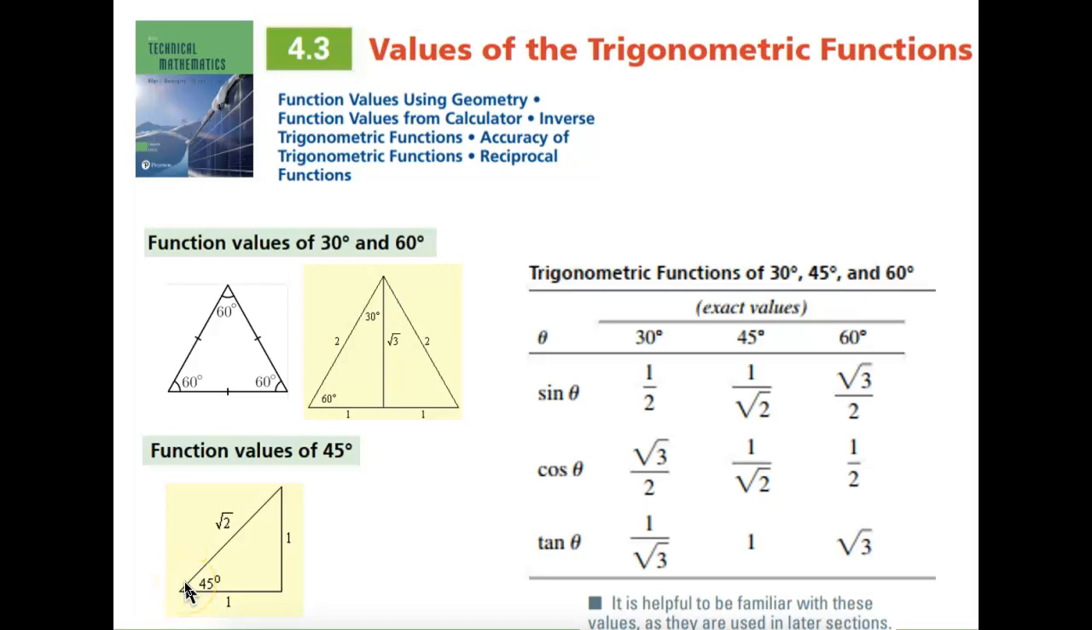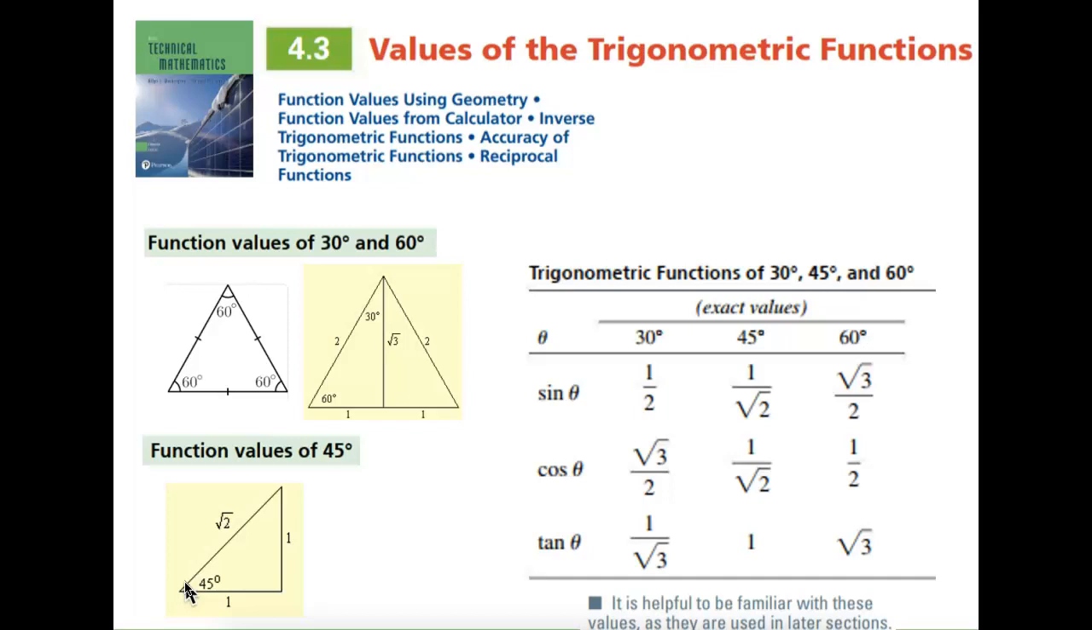In lesson 4.3, we're going to look at how to find the values of trigonometric functions. One way is through using geometry, and then we also use the calculator. We're also going to talk about inverse trig functions and how accurate we need to express these answers, as well as reciprocal functions. So let's go back and review briefly about geometry.